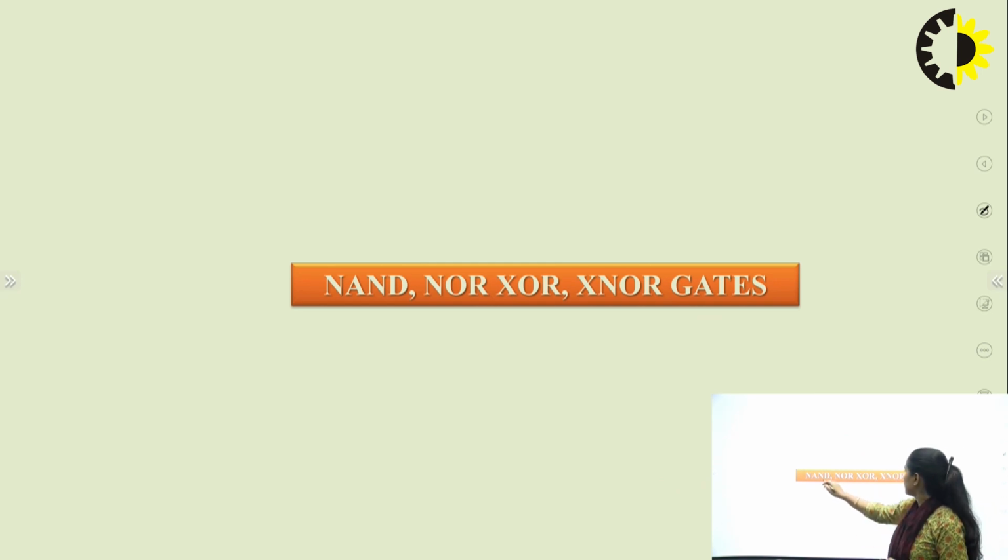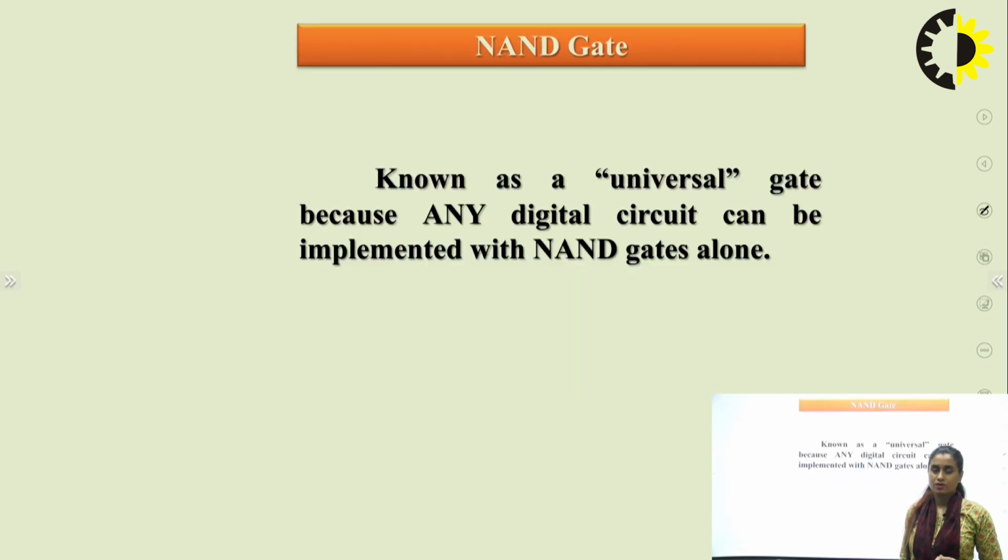These are the rest 4 gates. Like earlier I mentioned, we have 7 gates. Out of the 7 gates, 3 basic gates we have just studied. These are the rest of the 4 gates: NAND, NOR, XOR and XNOR gate. What is a NAND gate? NAND gate is a universal gate.